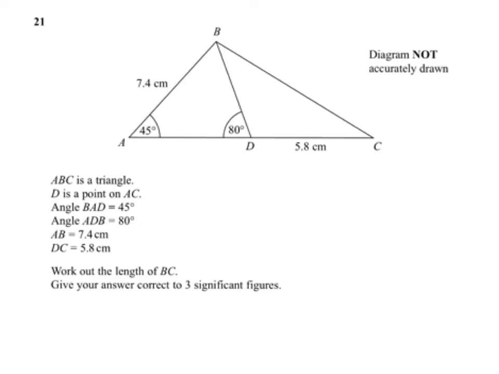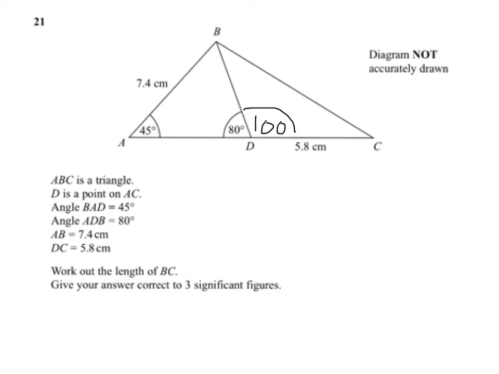Very easily we can see, of course, that this angle here will be 100, because it's on a straight line with the 80. But we still need a side. Now we can find the side BD by using the sine rule. And when we've got BD and we've got 105.8, we'll use the cosine rule to find BC. So let's start and find BD.